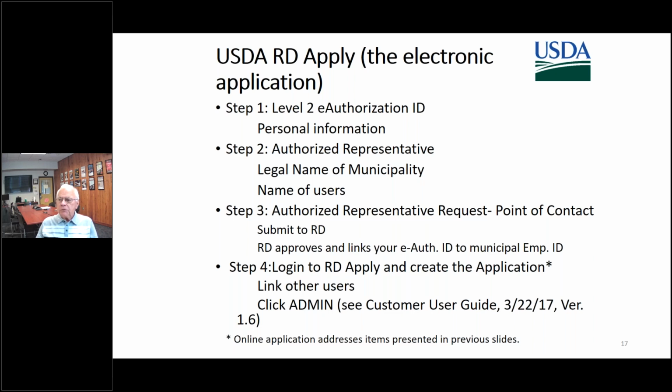And then step 2 deals with the authorized representative and a legal name of the municipality, and you can name some other users. And then step 3 is the authorized representative request, a point of contact. You submit to RD, and RD approves and links your e-authorization ID to your municipal employee ID. Step 4 is to log into RD, apply, and create the application.